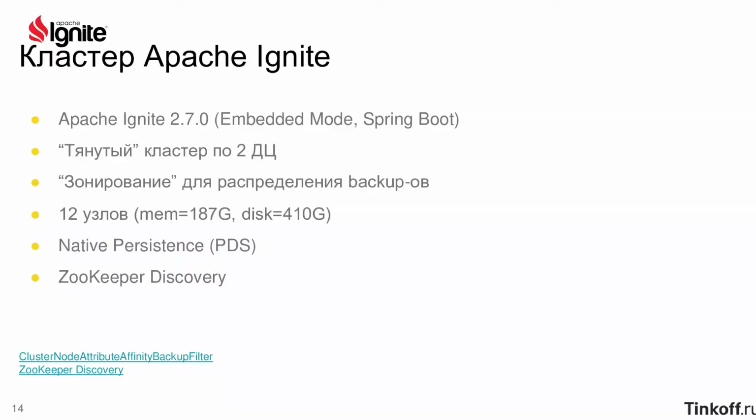Let's say a few words about the cluster configuration. Our cluster runs on Apache Ignite 2.7.0, which runs in embedded mode inside the Spring Boot application. The cluster is distributed between 2 data centers. It doesn't mean 2 clusters with replication between them. It's one cluster that spans 2 data centers. As I said, we use zones for backup. In the slides below you will find links to components that implement zoning. It is implemented using a backup filter. Each server node of the cluster is marked by some attribute. It determines how to distribute backups in the cluster. In our case, it's zones.